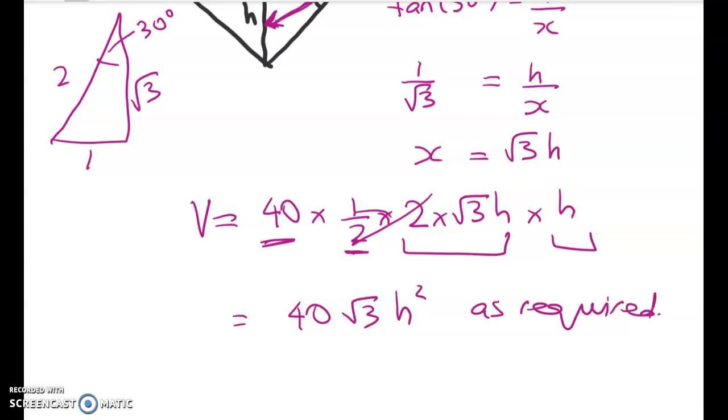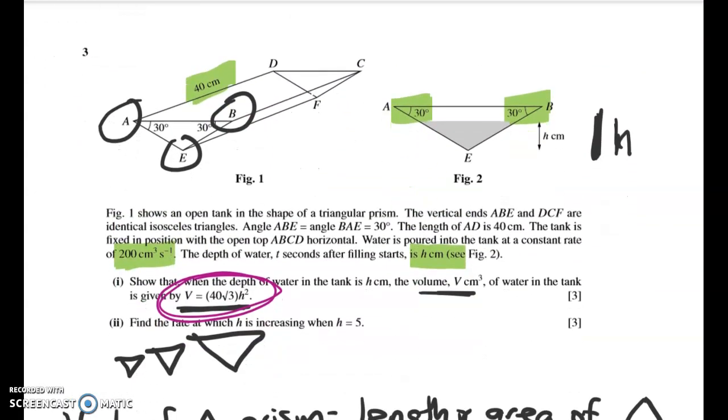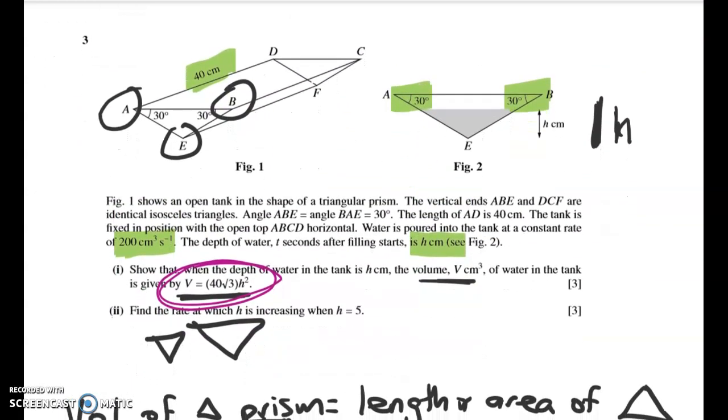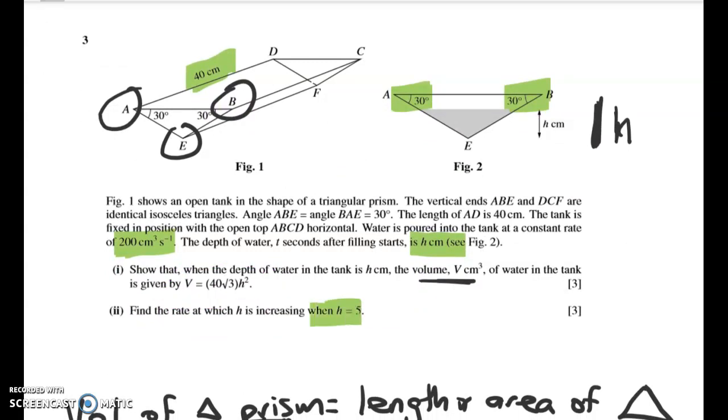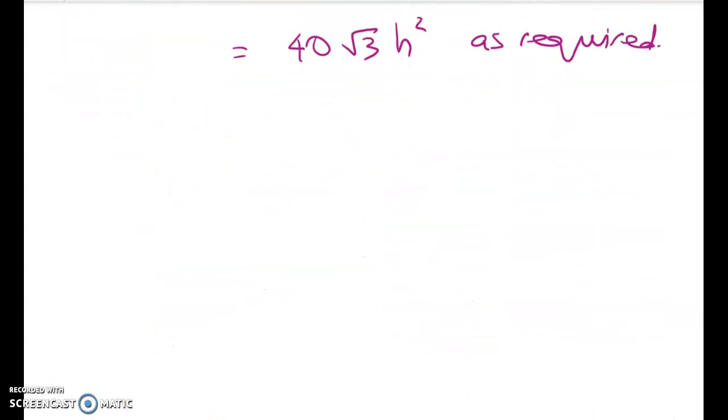So I think if you take that slowly, it's not too bad. But lots of students apparently had real trouble with this question. So that's the first part of it. How many points was that worth? Yeah, that was worth 3. Now the next bit is where we have to differentiate. We have to find the rate at which h is increasing when h is equal to 5. So we're going to use the chain rule for this.